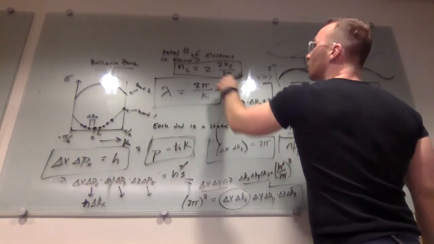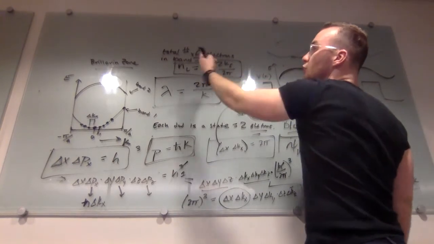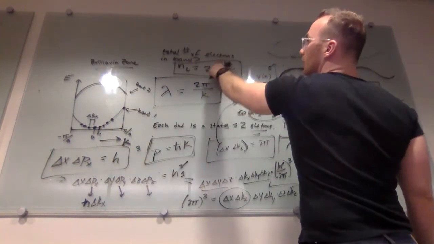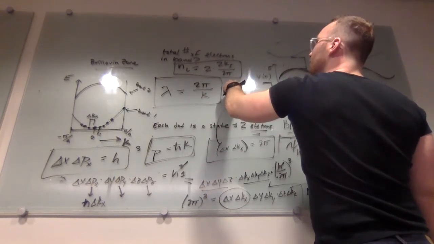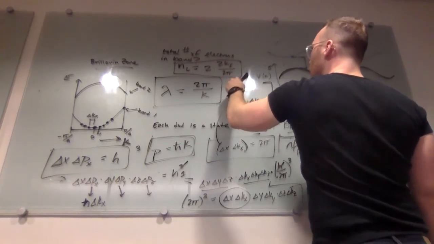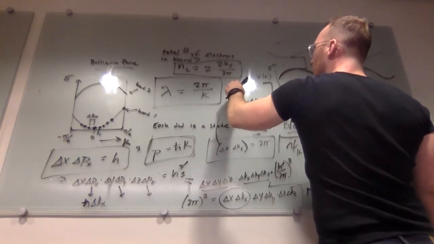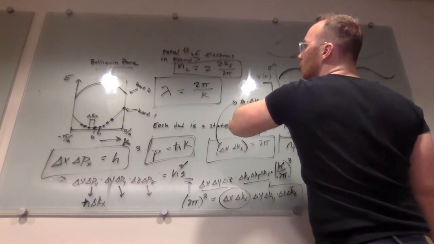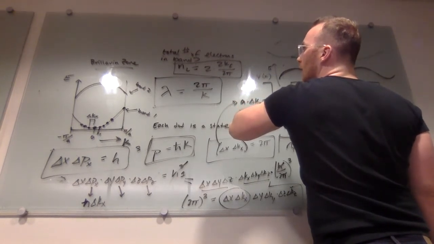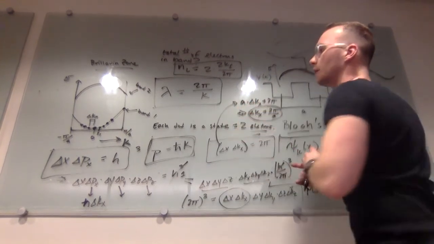The 2 here is just because there are 2 per state. So this should be the number of states. And k_F over 2 pi is, what's k_F over 2 pi? That is the length. Oh, sorry.